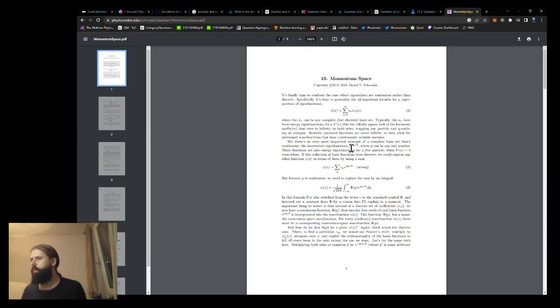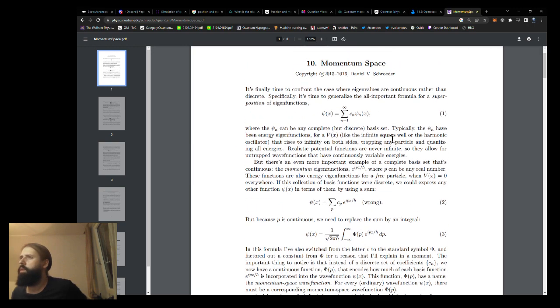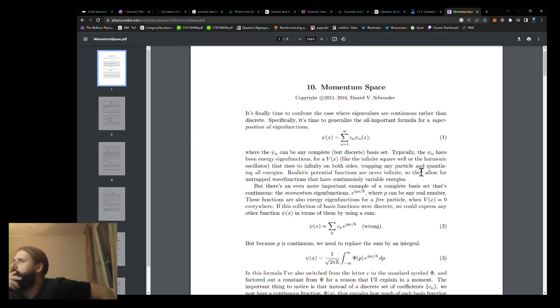Momentum space. As we confront the case where eigenvalues are continuous rather than discrete, it's time to generalize the all-important formula of the superposition of eigenfunctions. Okay, so that makes sense, right? This we understand, where psi n can be any complete but discrete basis set. Typically, psi n have been energy eigenfunctions.